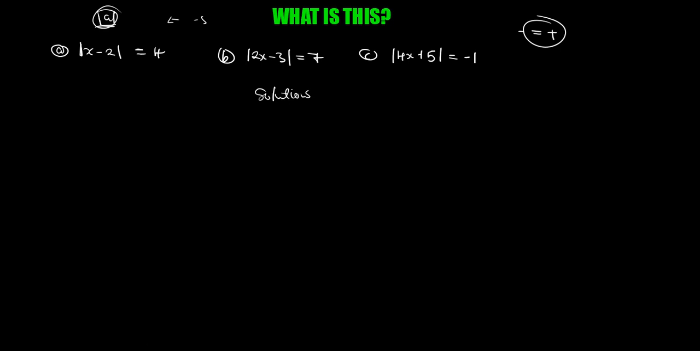So using this definition, this should be equal to positive, and this should be equal to what? Negative, like that. So they should be equal like that. Now we start with the first one: the absolute value of x minus 2 is equal to 4. Now that we have this equation, how do we do it?